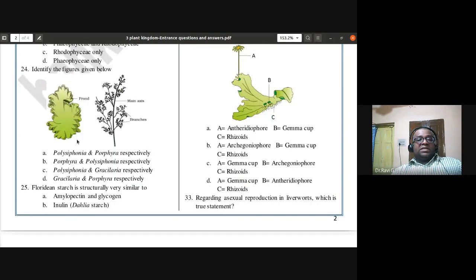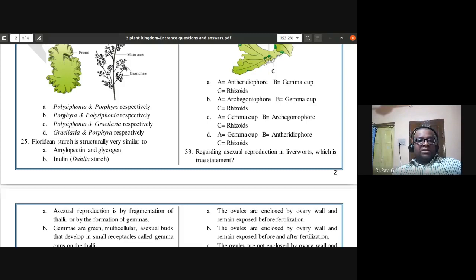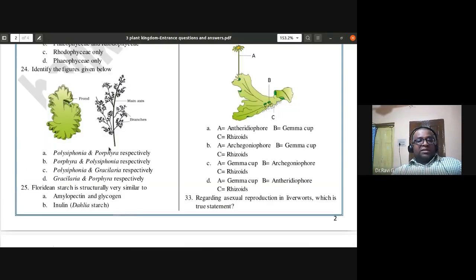Identify the figures given below. So they have the frond. One is Porphyra and Polysiphonia. So 24th, B is the answer, that is Porphyra and Polysiphonia.